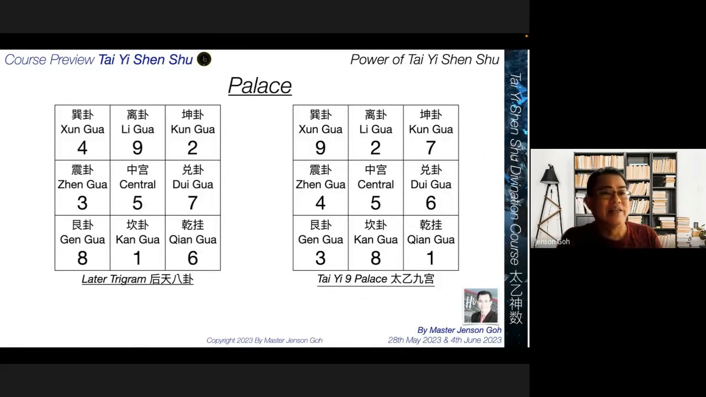Basically, what it does is that it moves anti-clockwise 1 palace by itself. Or in another simplified way, you look at palace 1, 2, 3. This is the first triangle. 4, 5, 6 is in the center. 7, 8, 9 is the inverted triangle. This is the placement of the Tai Yi 9 palace.